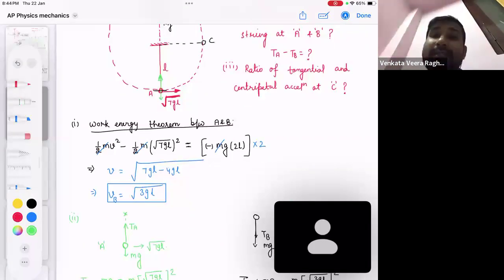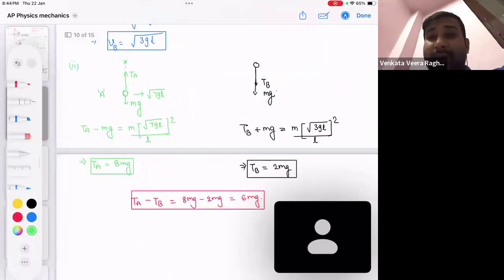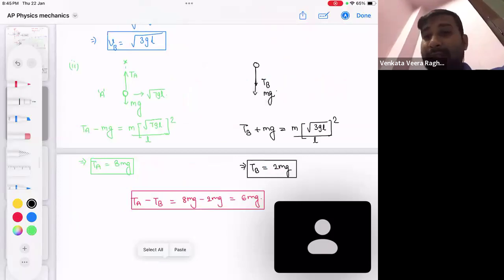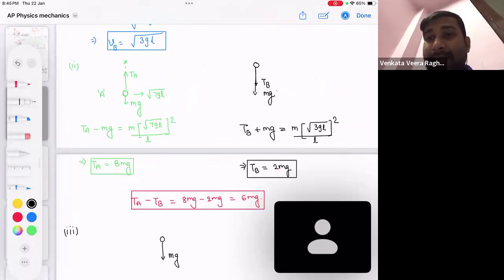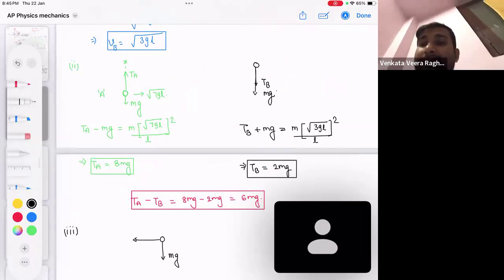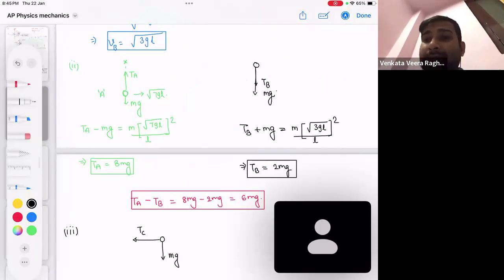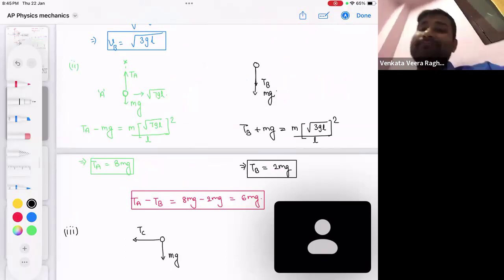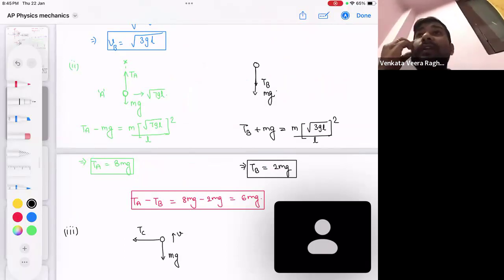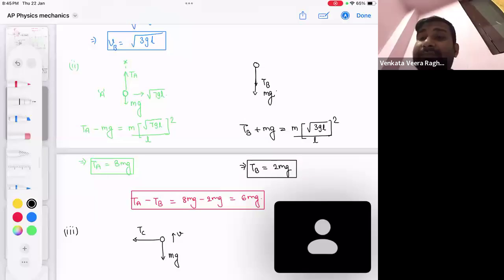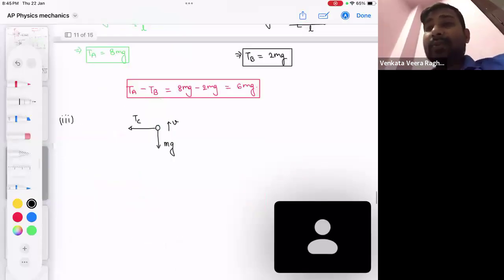Now tell me at point C. If I draw the free body diagram at point C, mg force is acting like this and tension force is acting like this. And it will have some different velocity here. Again, the velocity will keep on changing. Why? Because it's a non-uniform circular motion. So here, do you need to take a component?